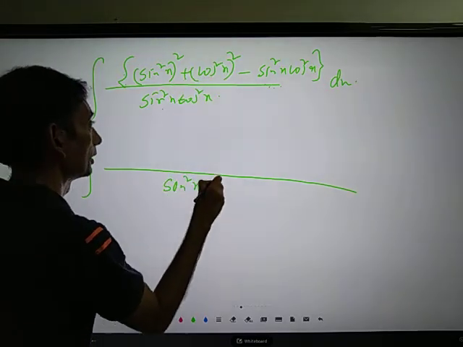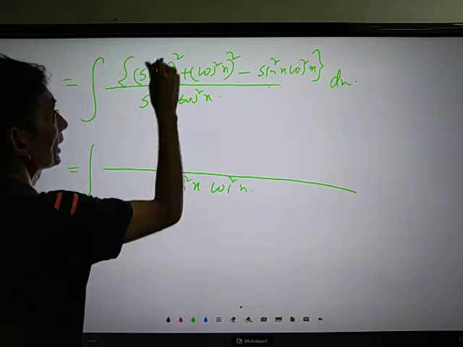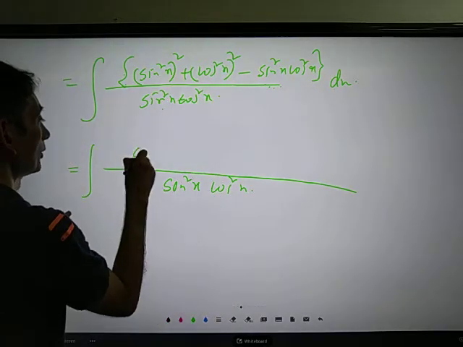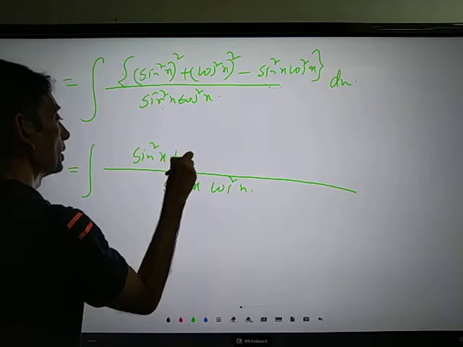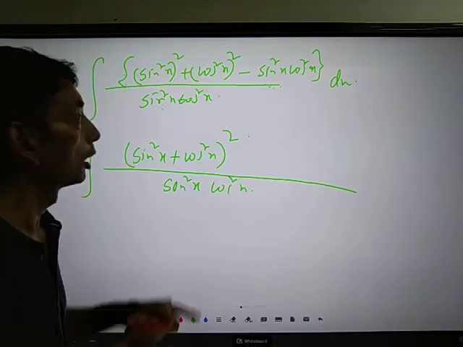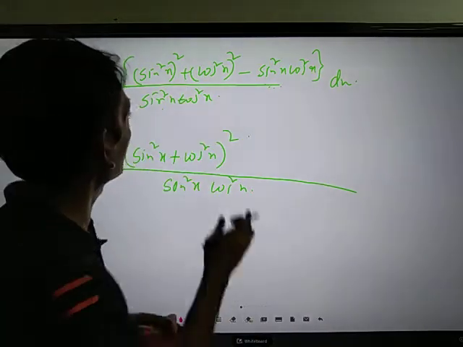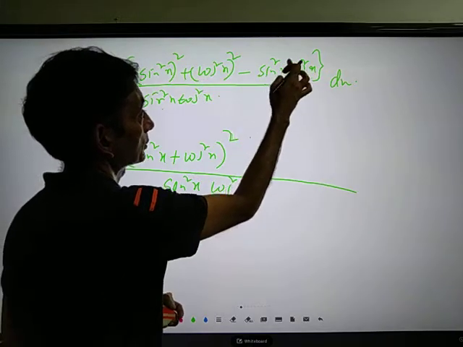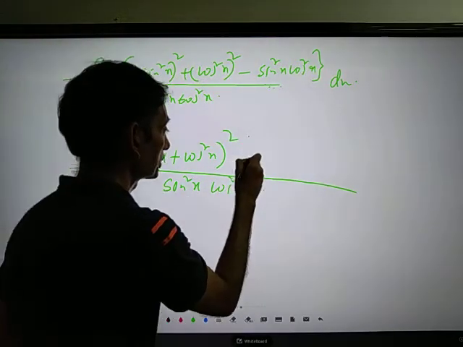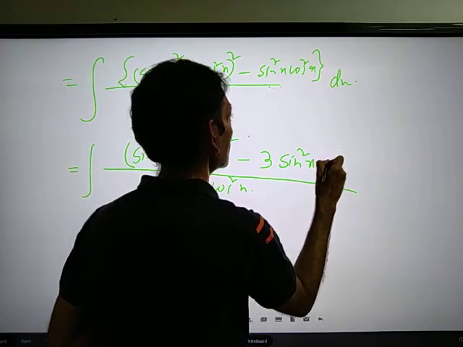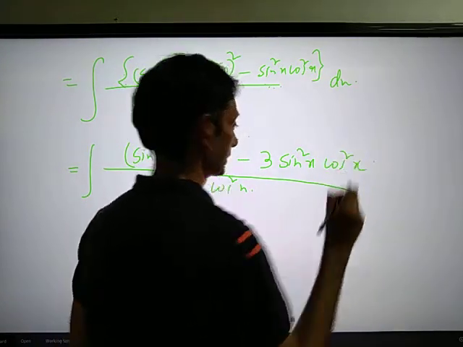Again, to simplify: a square plus b square can be written as a plus b whole square. That is sin square x plus cos square x whole square, minus twice ab, that is minus 2 sin square x cos square x, and already minus sin square x cos square x is there. So it comes to be 3 sin square x cos square x.